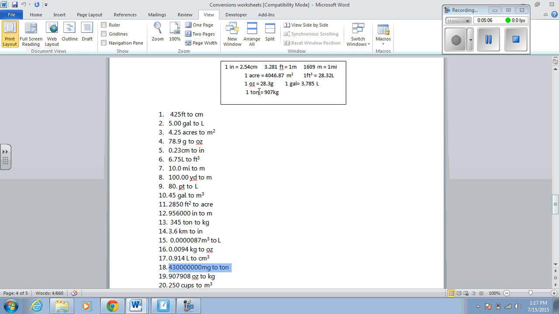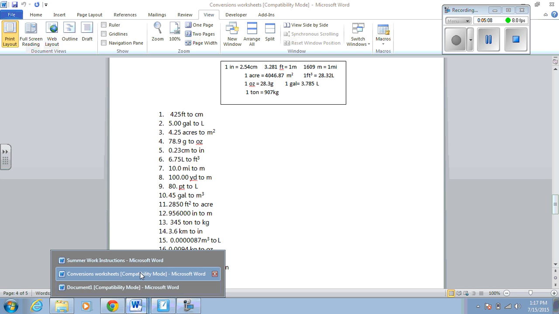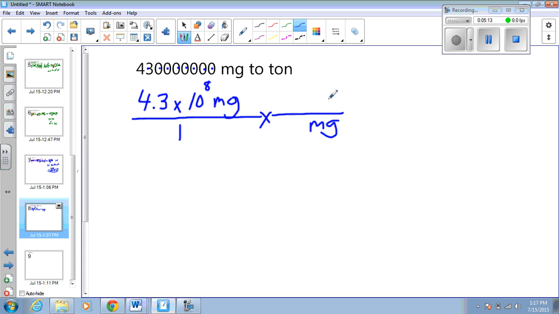I don't have a milligram to ton, I don't think. It looks like we can go from tons to kilograms. So you know how to go from milligrams to kilograms. You can go from milligrams to grams, and we know milli is 10 to the negative third, and I can go from grams to kilograms, because that's 10 to the third grams, kilograms.